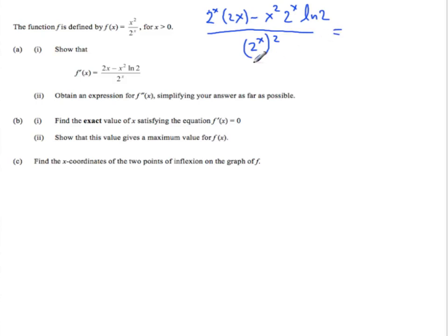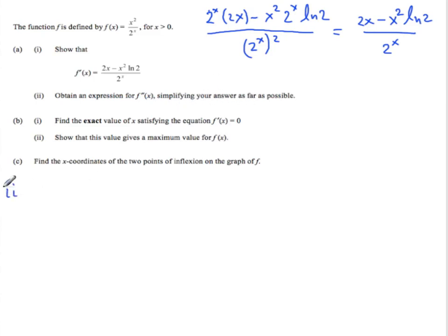Okay, and then I have a 2 to the x on the top and the bottom, so I can just simplify it as 2 to the x minus x squared ln 2 over 2 to the x. Just factor out the 2 to the x and then cancel it. So there's part I. Obtain an expression for f double prime, simplifying your answer as far as possible.